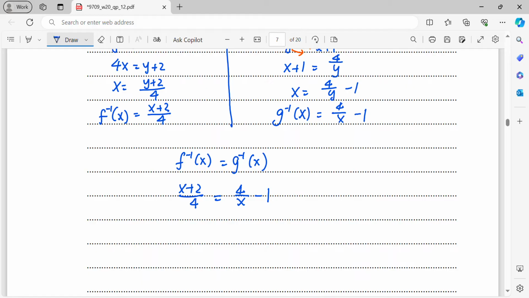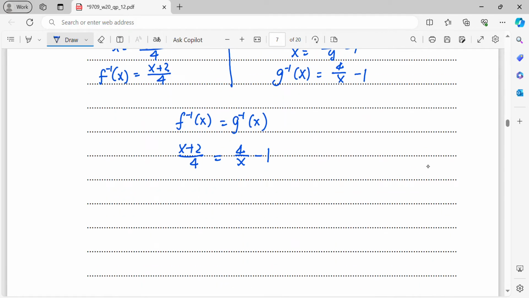Now to solve this equation, for the right side, I will make it the same denominator, which means for the 1, you just multiply by x, then divide by x. Because I want x as a denominator, I will get (x plus 2) over 4 on the left side. Then for the right-hand side, it will be over x. The first term remains as 4. Second term, because 1 times x, you get x.